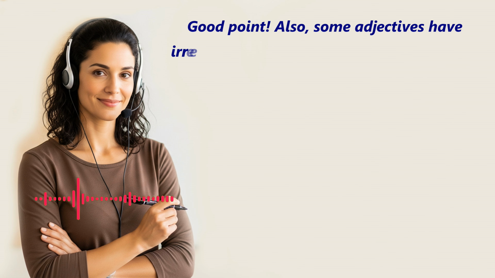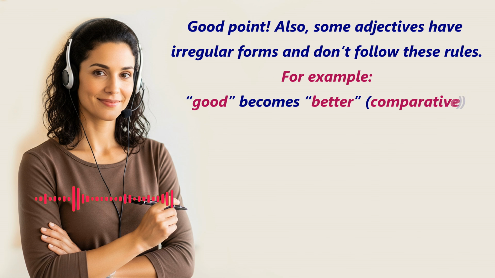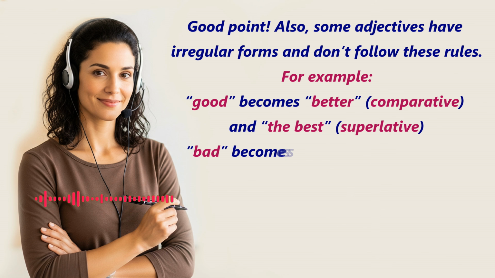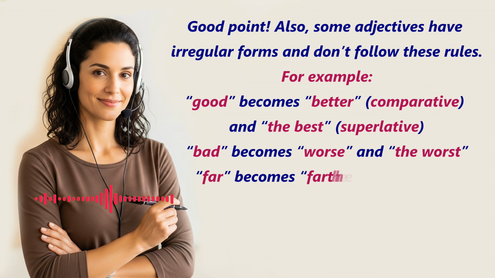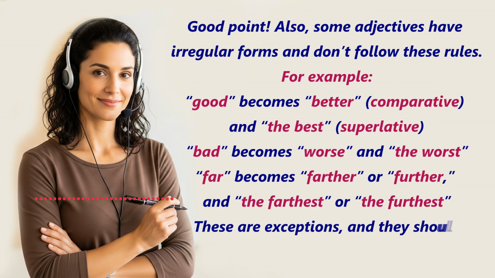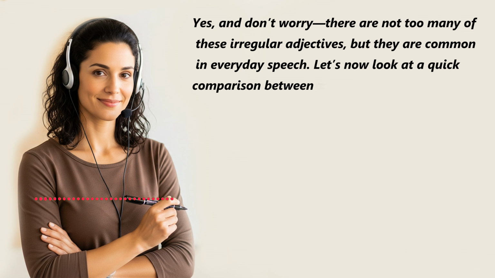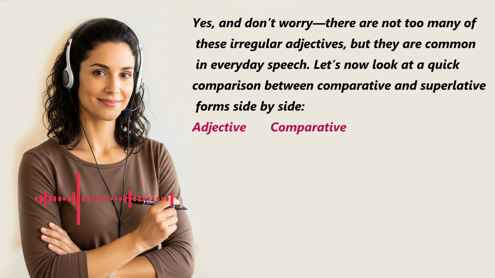Good point. Also, some adjectives have irregular forms and don't follow these rules. For example, good becomes better, comparative, and the best, superlative. Bad becomes worse and the worst. Far becomes farther or further, and the farthest or the furthest. These are exceptions, and they should be memorized. Yes, and don't worry, there are not too many of these irregular adjectives, but they are common in everyday speech.